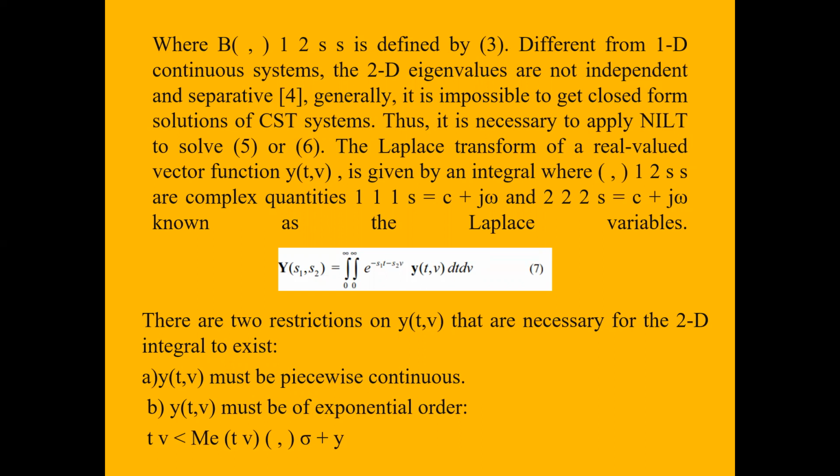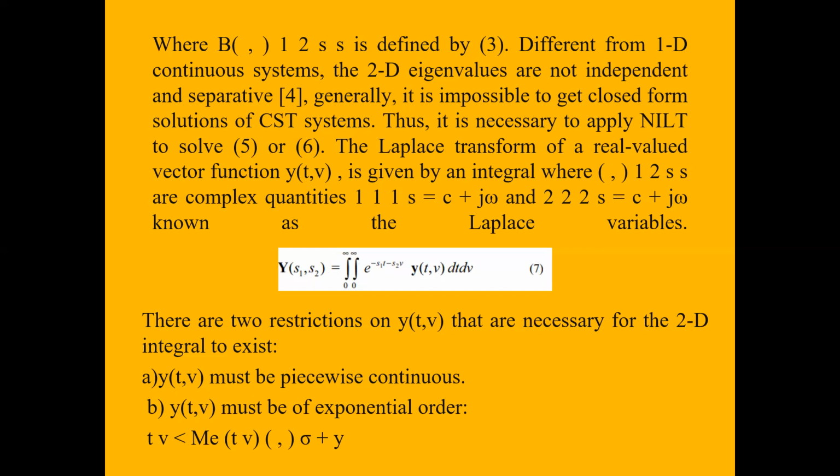Y of S1 comma S2 is equal to the double integral from 0 to infinity of e to the power minus s1t minus s2v, y of t comma v, dt dv. This is equation 7.